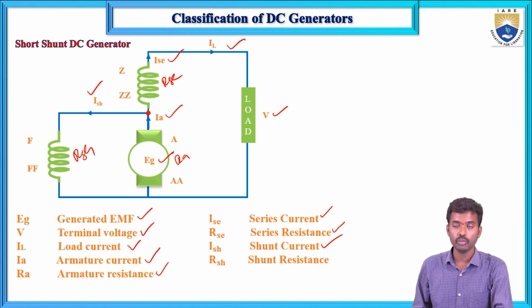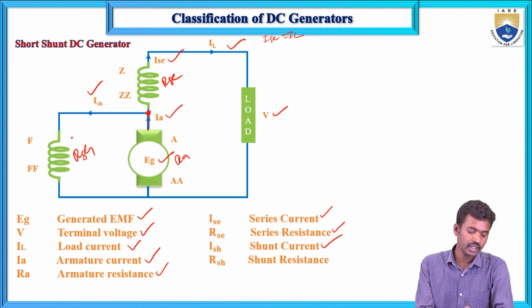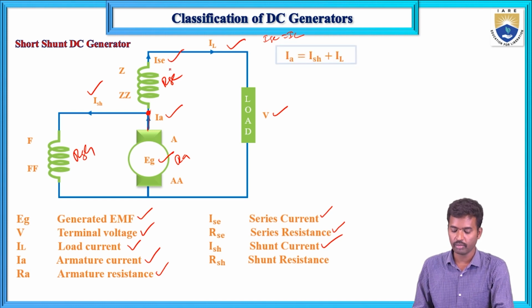So here, what are the same currents? The series field winding and the load current are connected in series, so I series equals IL. If you apply KCL at this node, IA equals ISH plus I series. So the formula is IA equals ISH plus IL, that means I series. IA equals ISH plus I series.